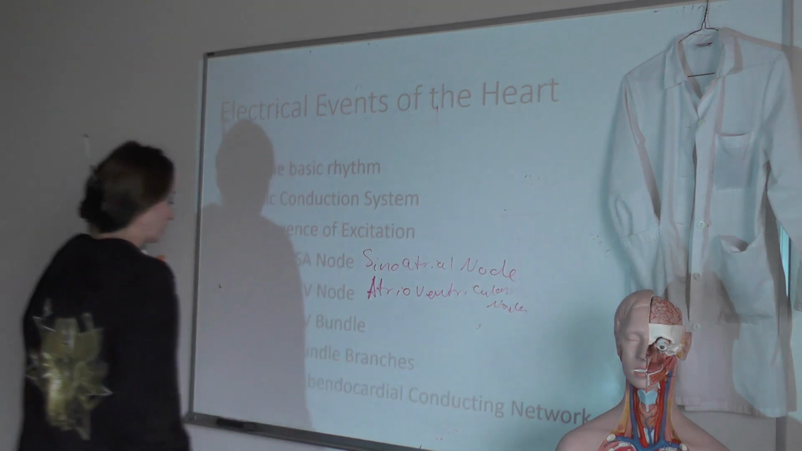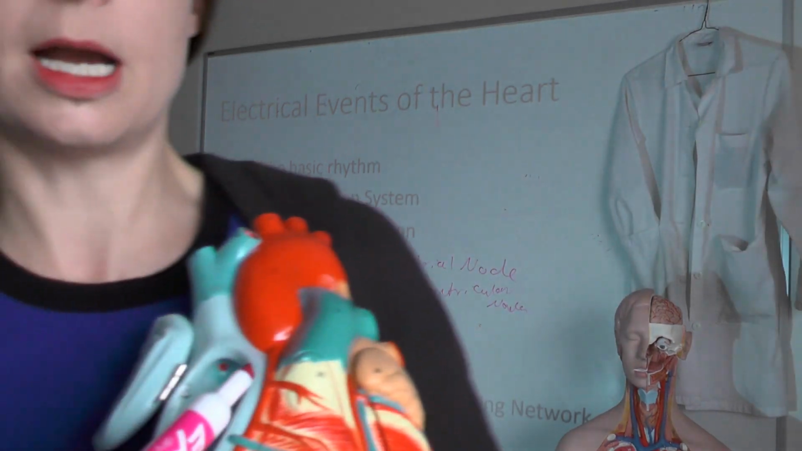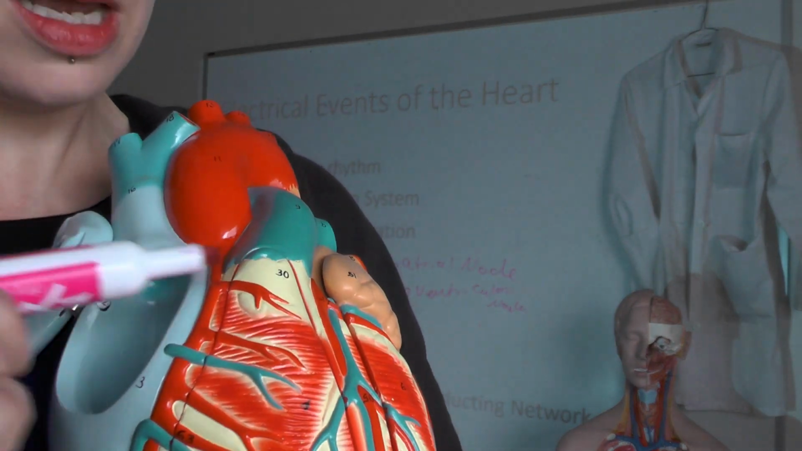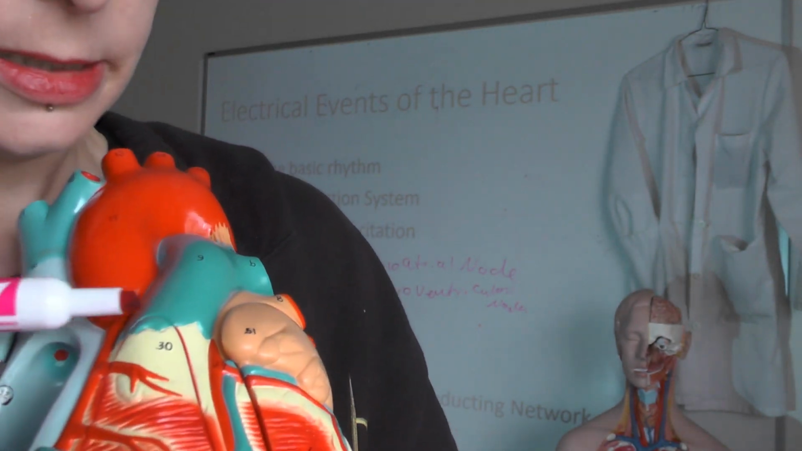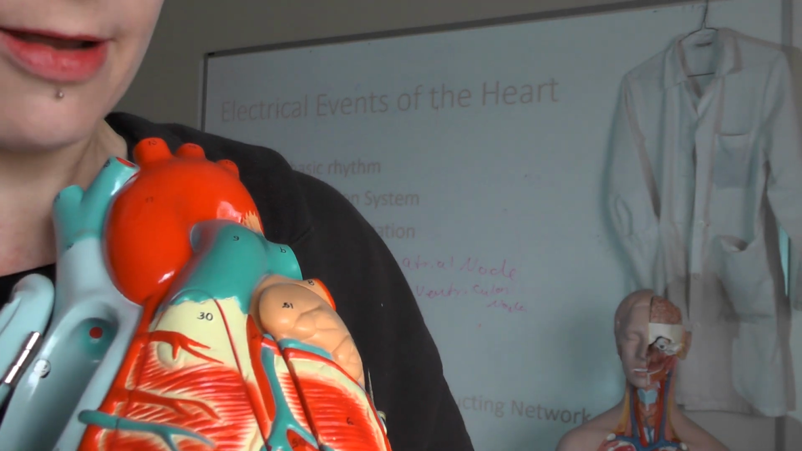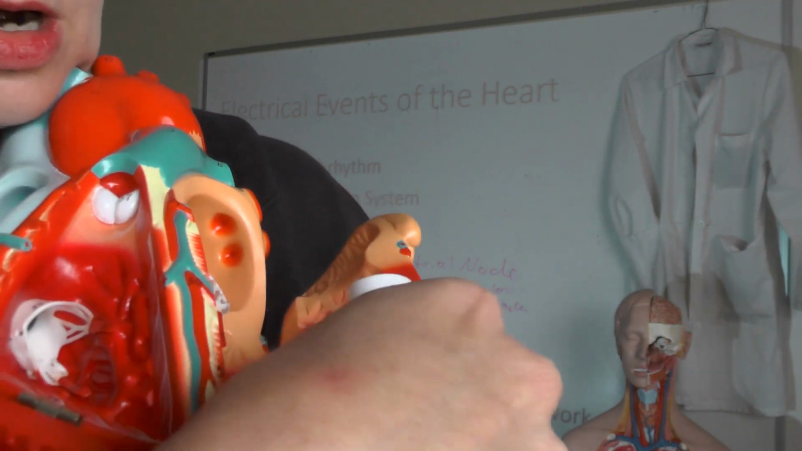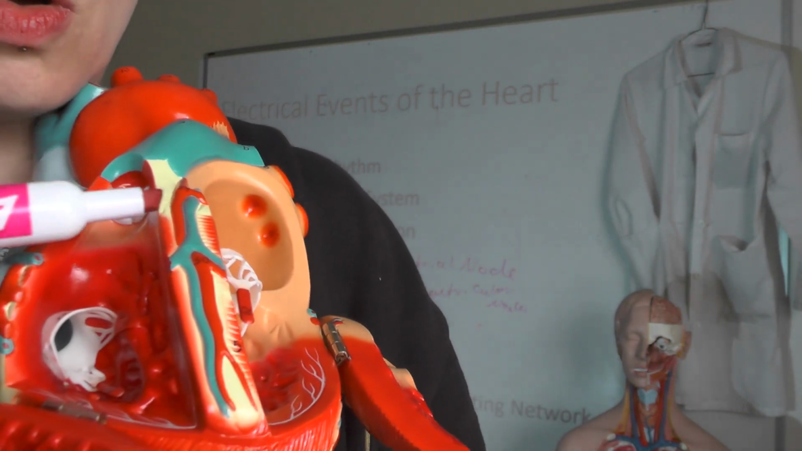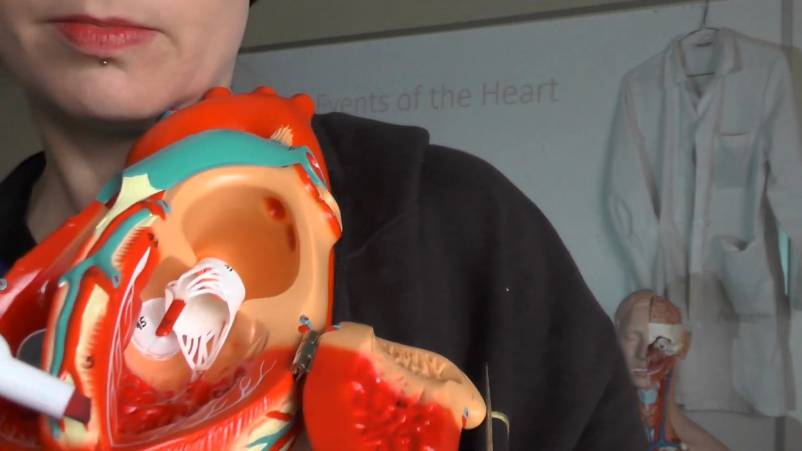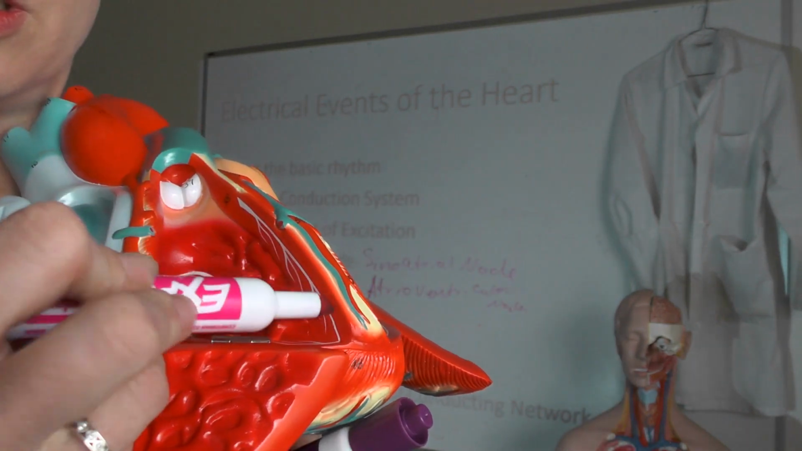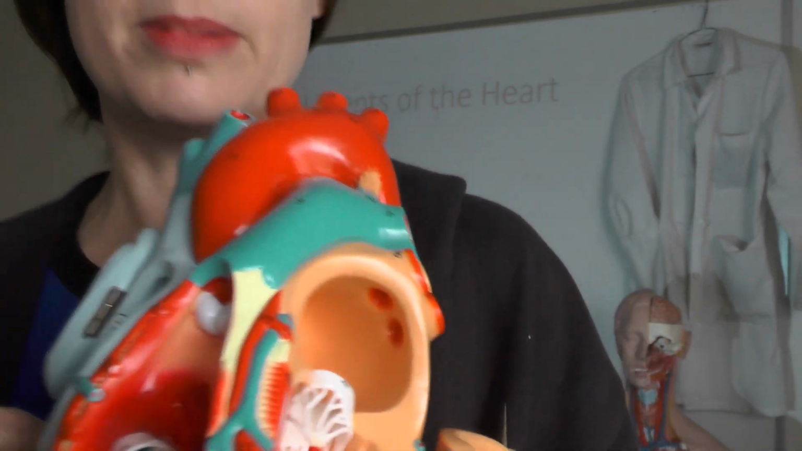And then from the AV node, our impulse is going to be conducted through this part of the conduction system called the AV bundle, or atrioventricular bundle, or the bundle of His. And that is all insulated by that fibrous skeleton of the heart we talked about the other day. And then from there, we're going to go from the AV bundle through the right and left bundle branches. And all of those are also insulated by the fibrous skeleton of the heart. And why might that be?